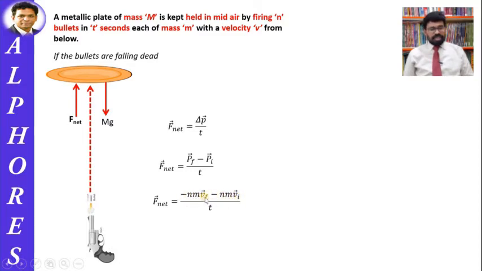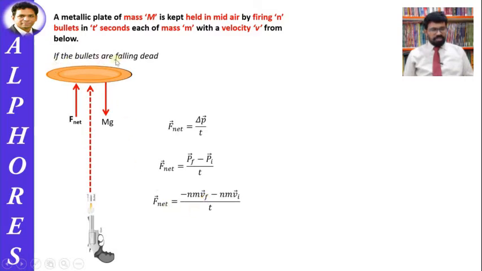That's how you can write it, because here the bullets are not passing through the plate. Anyways, they have to fall back, or they have to rebound, or they may fall dead. They may fall dead in the sense that after striking the plate, they will lose their entire velocity, and with zero velocity, they will fall down like a freely falling body. So these two cases are possible, and since the direction is downward, in the opposite direction, here you will have minus nmvf minus nmvi. Vi is initial velocity, vf is final velocity.